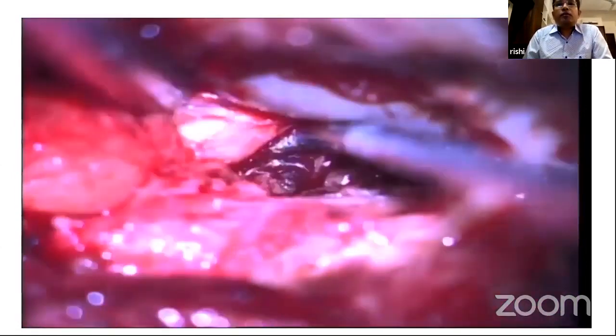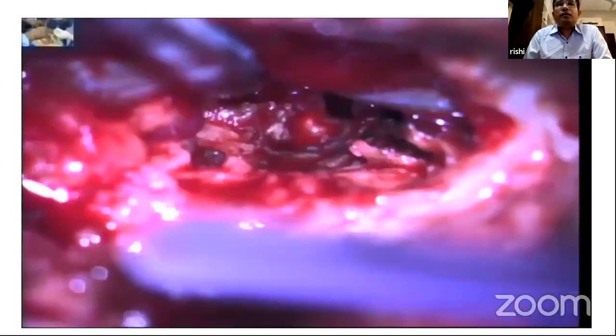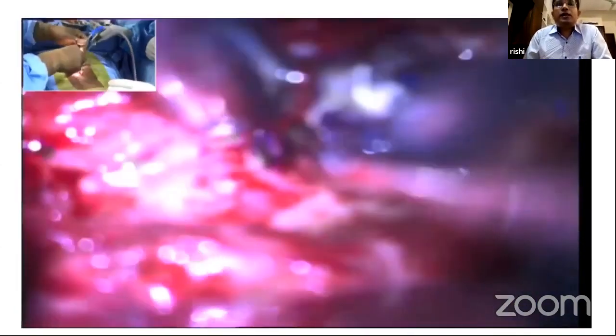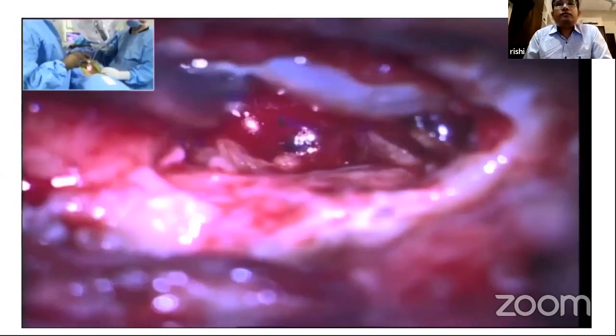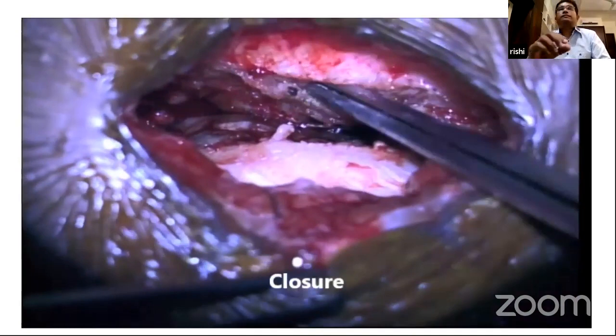So now I use the probe to retract the nerve root and see whether the nerve root is adequately decompressed. And I use a small feeding tube to wash the epidural space as well as the disc space. And that's the closure.